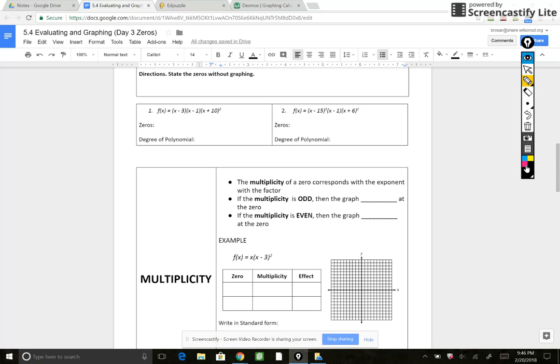So when it's in factored form, your zeros are what's inside the parentheses, but you want to take the opposite. So my zeros for number 1 would be 3, 1, and -10. And then the degree of the polynomial is by adding up all the powers. So this has an assumed power of 1, 1, and 2. So 1 plus 1 plus 2 is 4. For the next one, the zeros would be 15, 1, and -6. And then I have 3, 1, and 2, so then my degree would be 6.